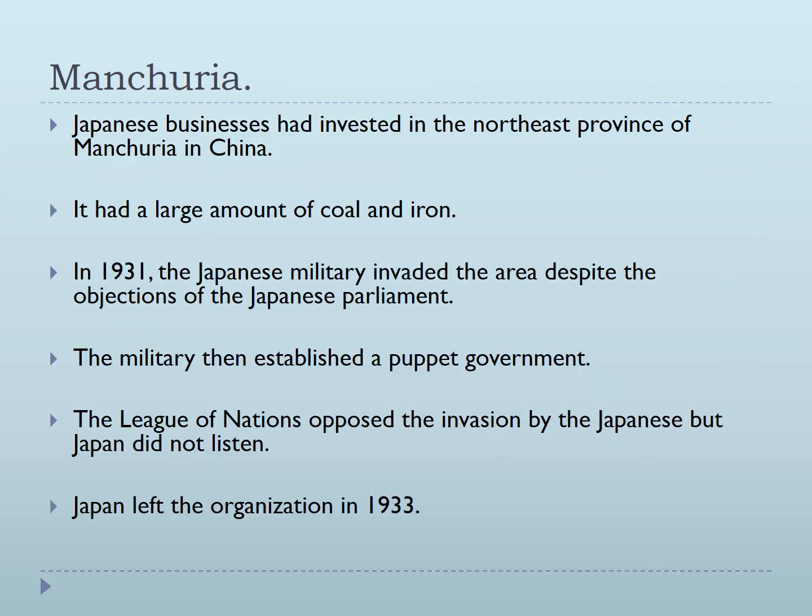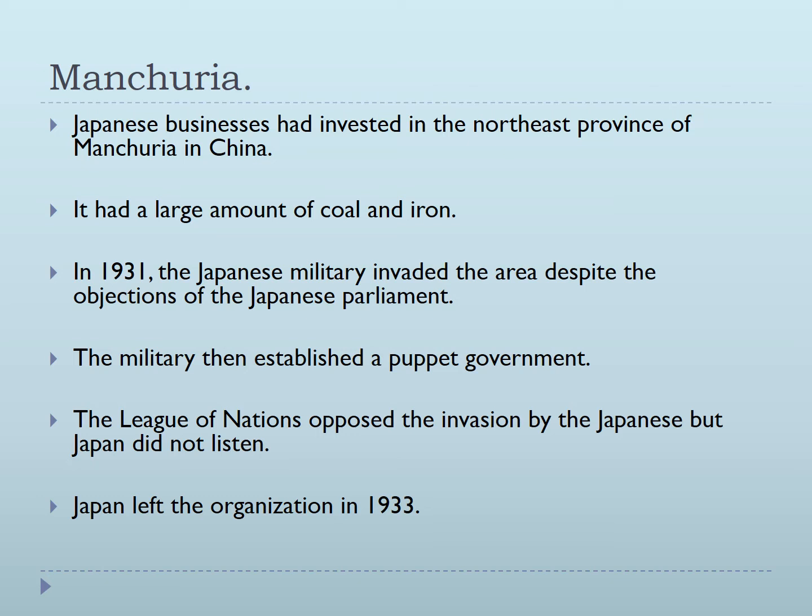So Manchuria. Japanese businesses had invested in the northeast province of Manchuria in China. It had a large amount of coal and iron in the region. So in 1931, the Japanese military invaded the area despite the objections of the Japanese parliament. So again, even though there's still some type of government setup, the Japanese military is really in control and making decisions. The military then established a puppet government there.